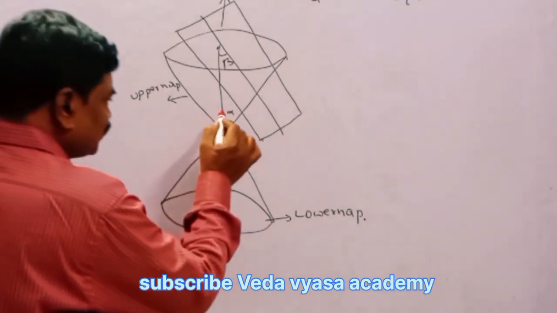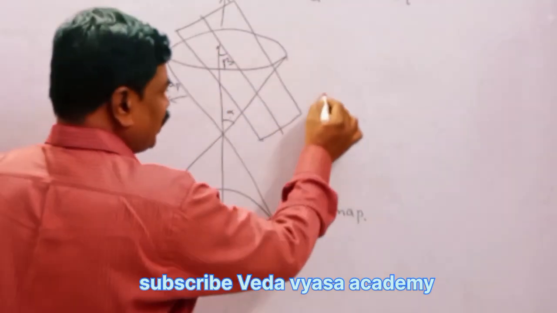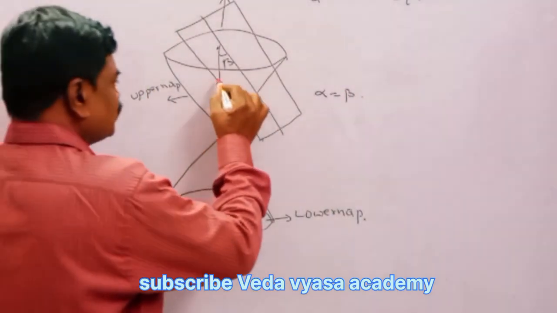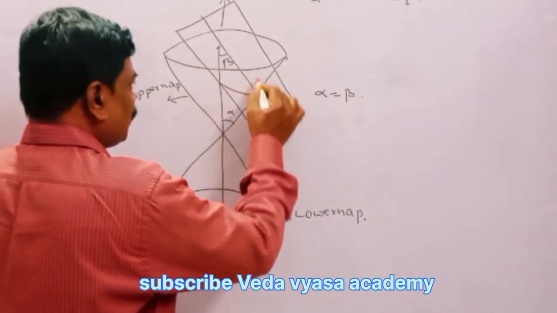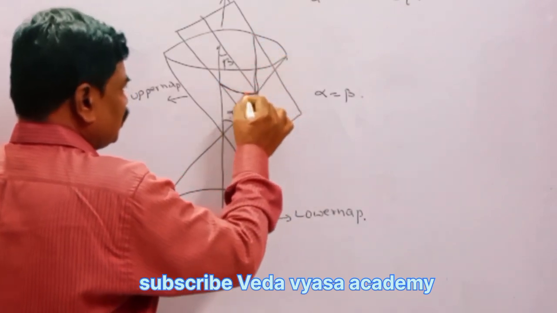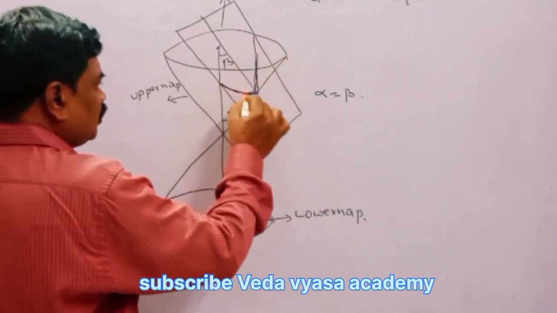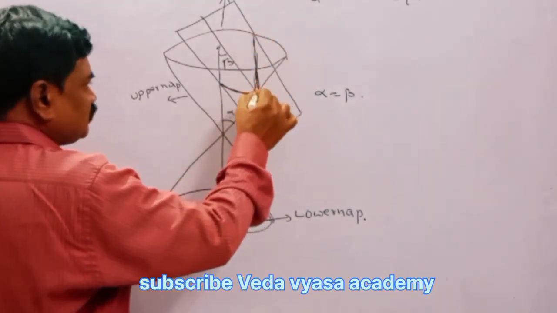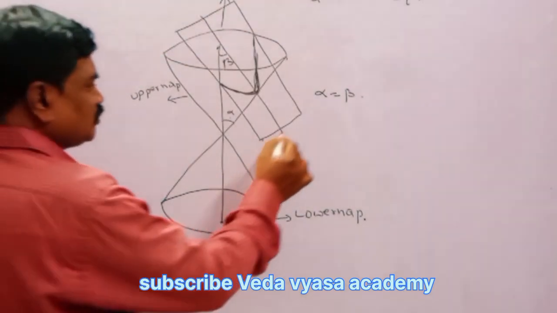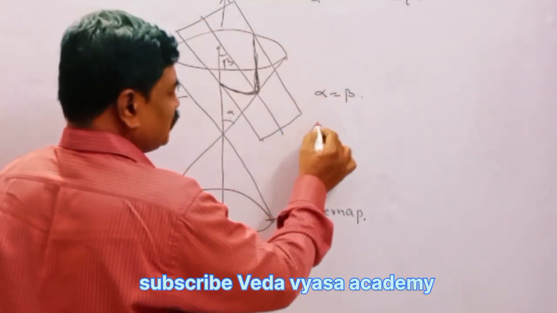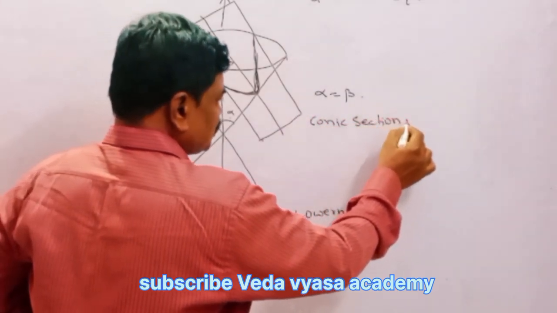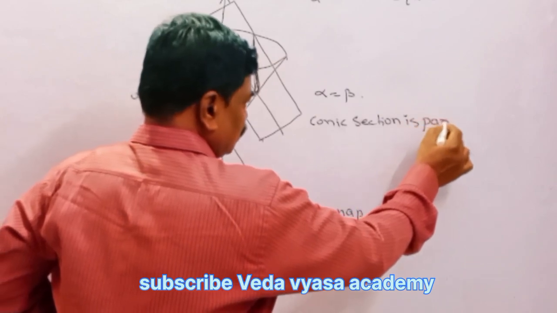Here, if this alpha is equal to beta, then this is the parabola. The conic section of this is a parabola. So, if alpha is equal to beta, the conic section is a parabola.